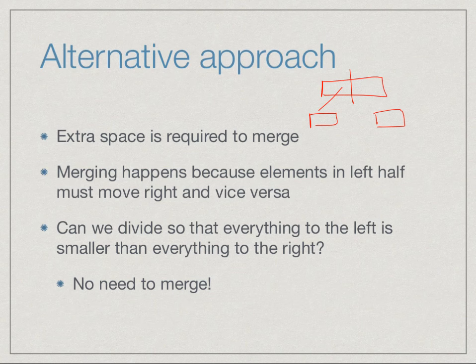So for instance, if we had the even numbers on the left and the odd numbers on the right, then we have to merge by taking numbers alternately from either side. So if we could arrange that everything that is on the left side of our divided problem is smaller than everything on the right side, then we wouldn't need to merge at all. And this perhaps could save us this problem of requiring extra space for the merge.